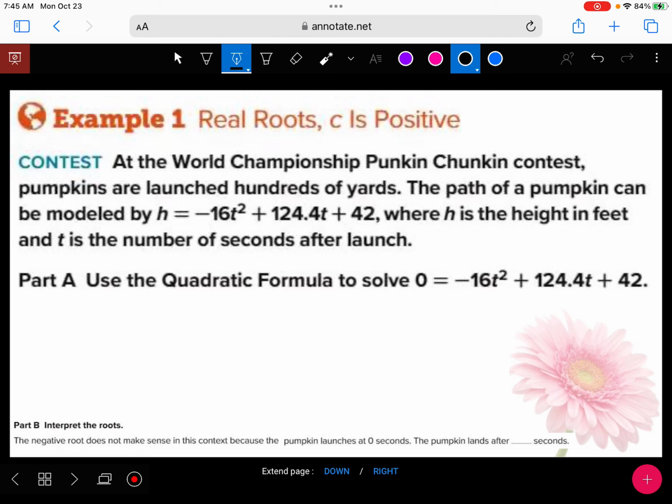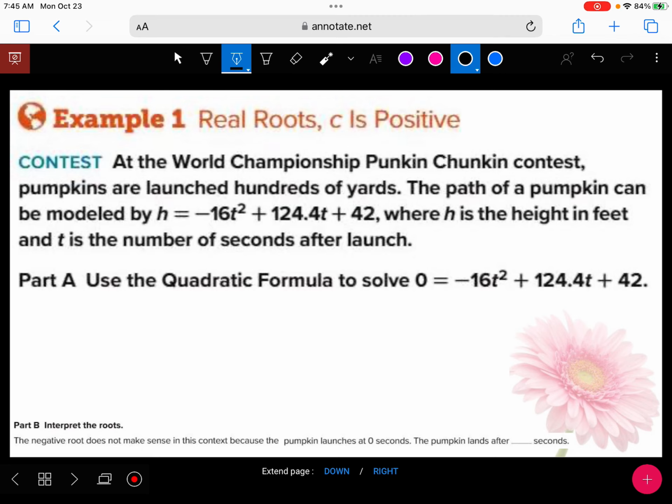So here we've got the pumpkin chunkin contest, or pumpkin chunkin, which is actually a real thing, where they take a catapult and launch pumpkins. It's actually kind of cool. So they have this equation here, where h is the height and t is the number of seconds. So we're asked to use the quadratic formula to solve this equation. The context changes nothing about what goes on here.